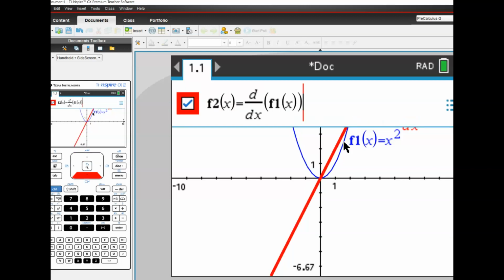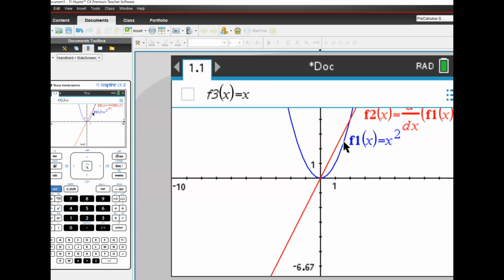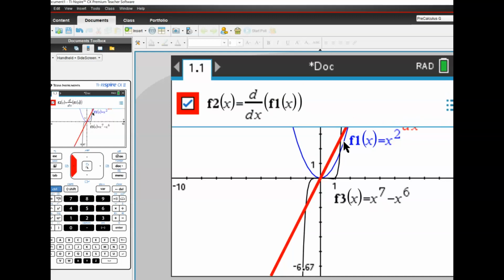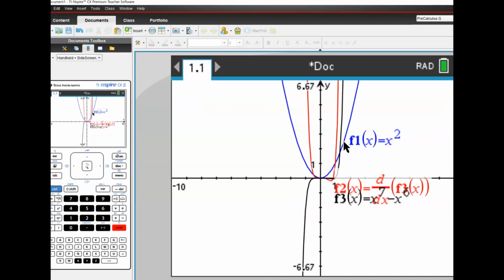If I had an f3, let's say I put a new function here. Right, how about, let's subtract x to the 6. Okay, so ready? I don't want it to be my first graph. I want it to be my third one. Now it'll show me the derivative of the third function.